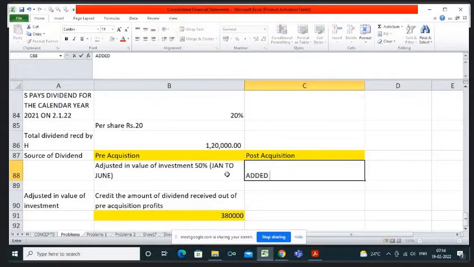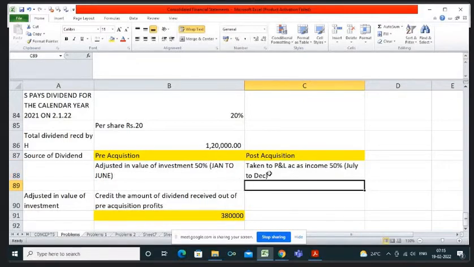The rest should be added to the profit and loss account. Taken to profit and loss account as income. How much? 50%. How? July to December. This is 50%.